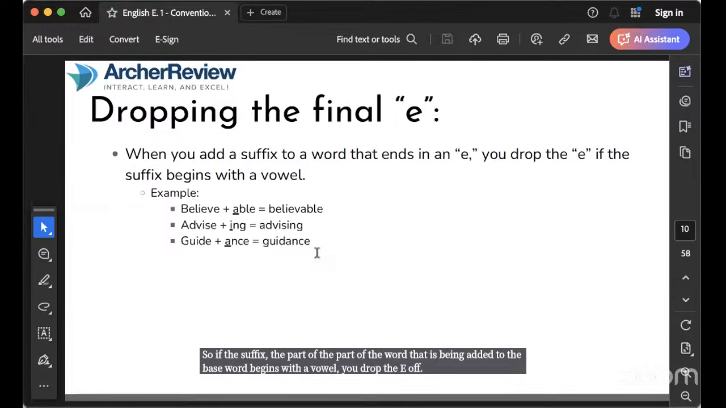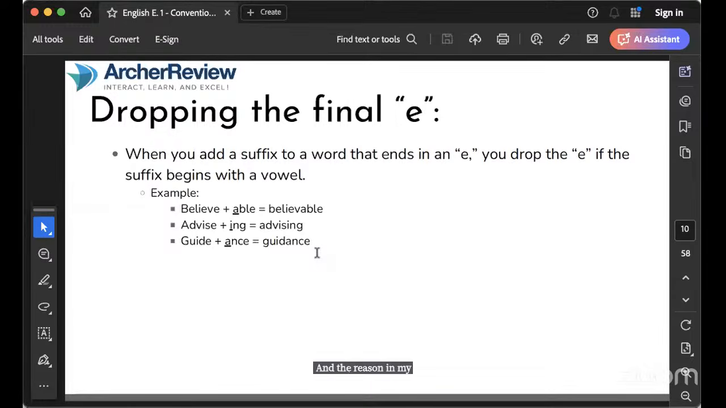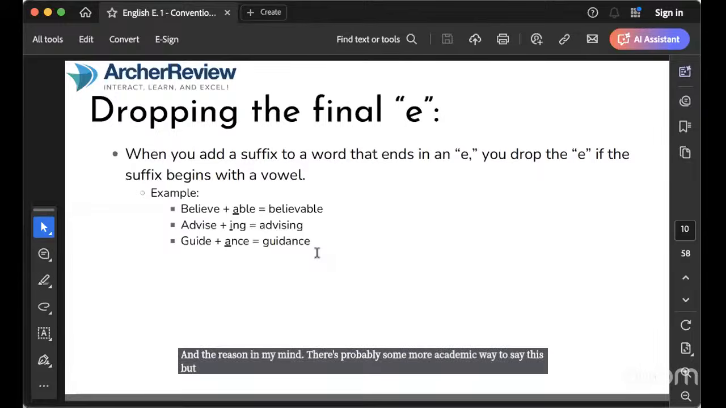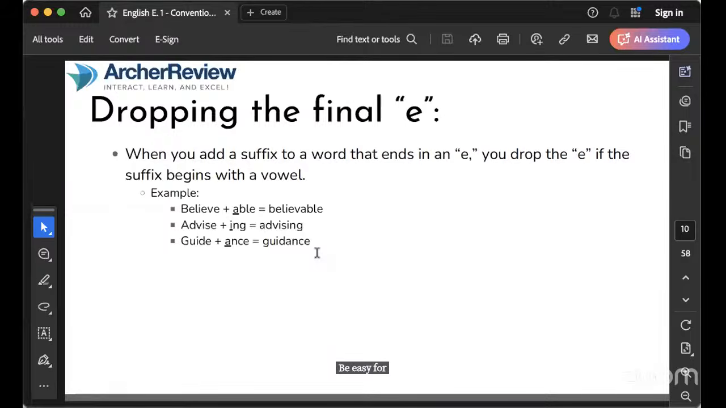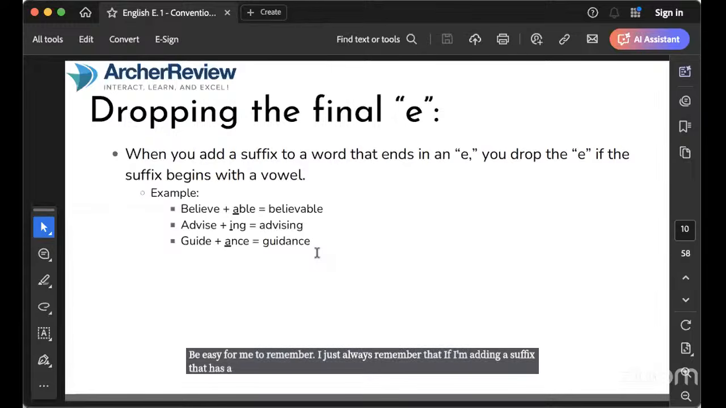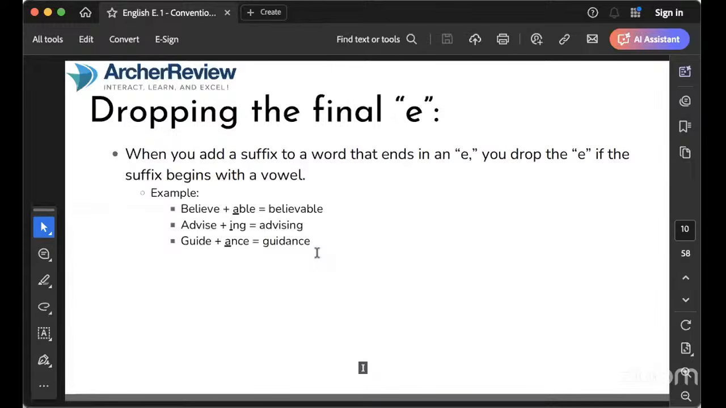And the reason, in my mind, there's probably some more academic way to say this, but I don't know about y'all, I've got to try to remember little tips and tricks in really short ways to help it be easy for me to remember. I just always remember that if I'm adding a suffix that has a vowel, I can't have those two vowels side by side. That's just wonky looking, you know?